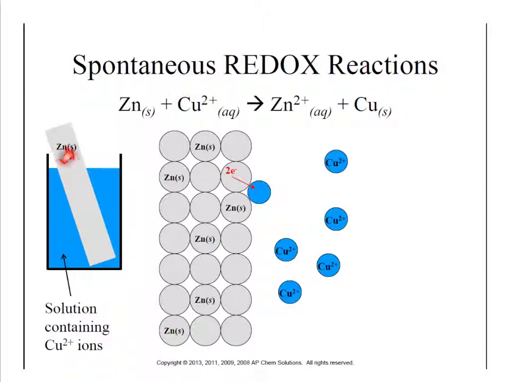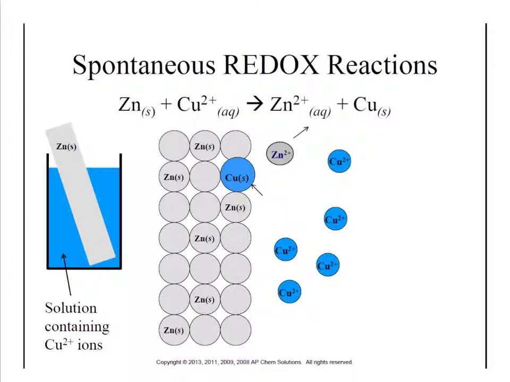So in this case, if we take a strip of zinc metal and put it in a copper sulfate solution, so that means it would have copper 2+ ions in it. What's going to happen is the copper 2+ ions are going to accept 2 electrons from the zinc to form zinc ions and then copper solid. So as this is happening, the zinc is giving 2 electrons to the copper ions, which means that zinc is being oxidized and copper is being reduced.